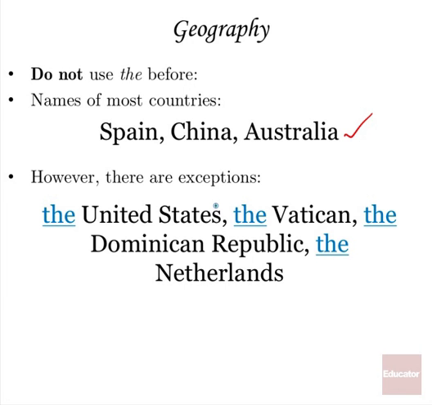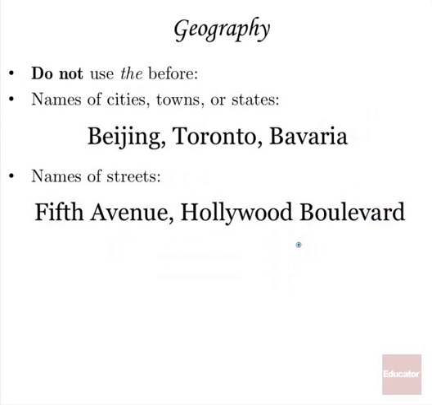The United States, the Vatican, the Dominican Republic, the Netherlands. And this is one of those that you're just going to have to memorize. The name of this country is the Netherlands. Okay. Do not use the before the names of cities, towns, or states. Beijing, Toronto, Bavaria. You don't say the Beijing.